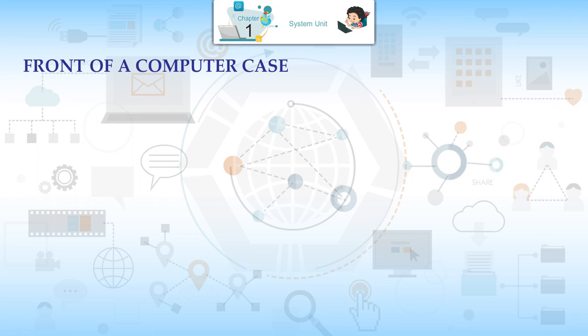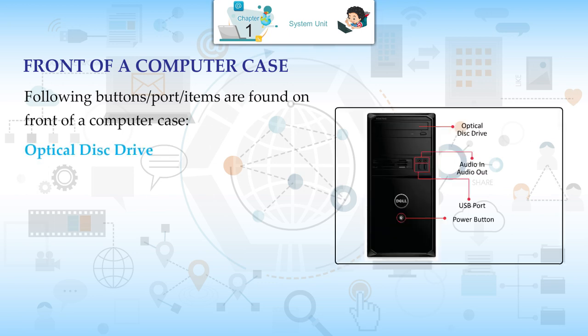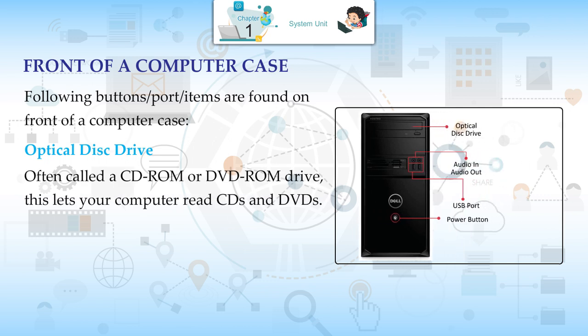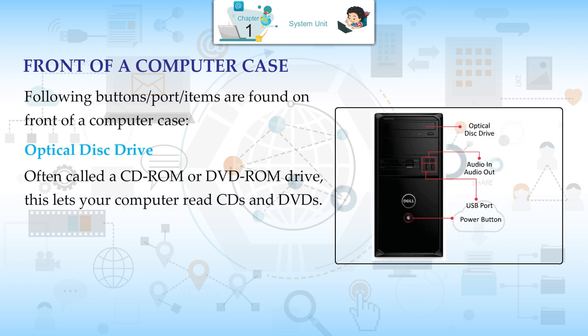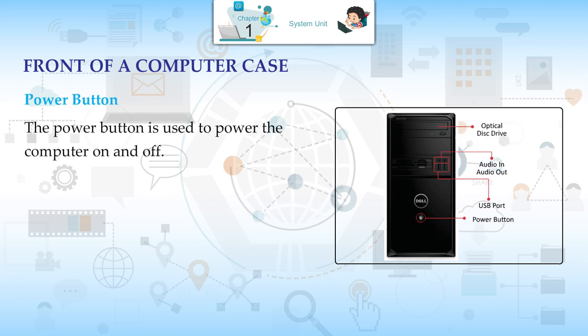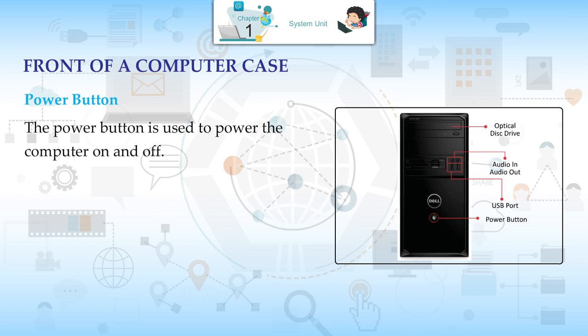Front of a computer case. The following buttons, ports, or items are found on the front of a computer case. Optical disk drive, often called a CD-ROM or DVD-ROM drive. This lets your computer read CDs and DVDs. Power button. The power button is used to power the computer on and off.